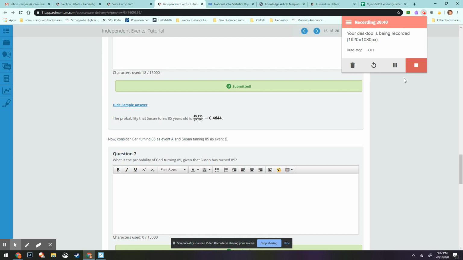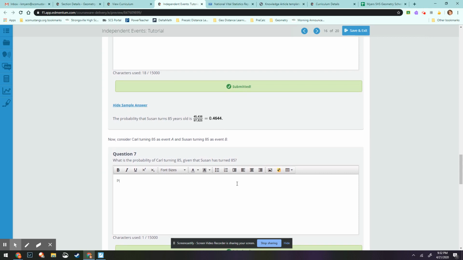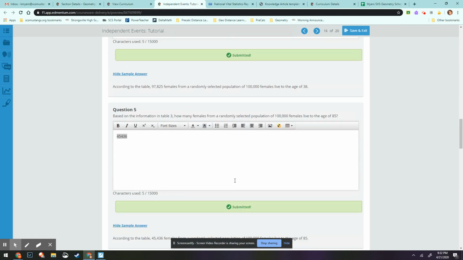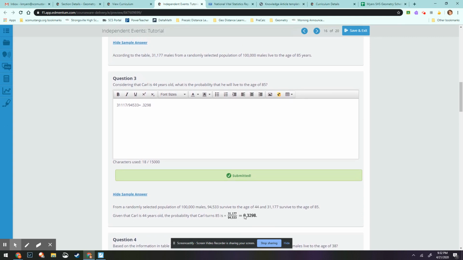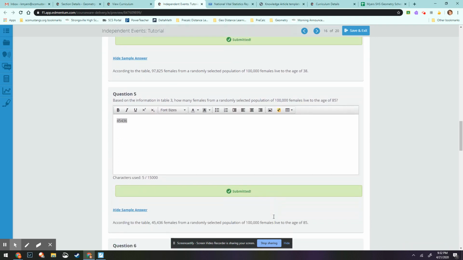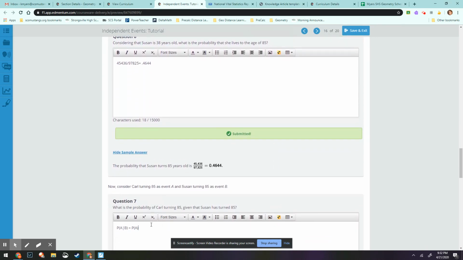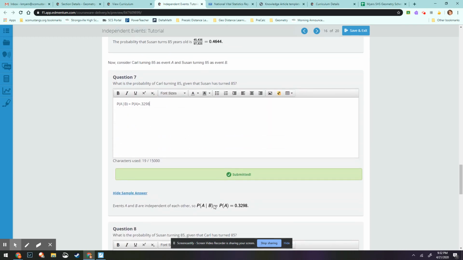Yay! Probability of Carl turning 85 given that Susan has turned 85. Those don't have any bearing on each other. So I'm asking you the probability of A given B, but because they don't influence each other, that really just means the probability of A. So the probability of Carl turning 85, if we scroll up here, we already figured that out. We know he's 44 right now, so this is that probability that he's going to turn 85, which is 0.3298. If we look at the answer, that is correct.